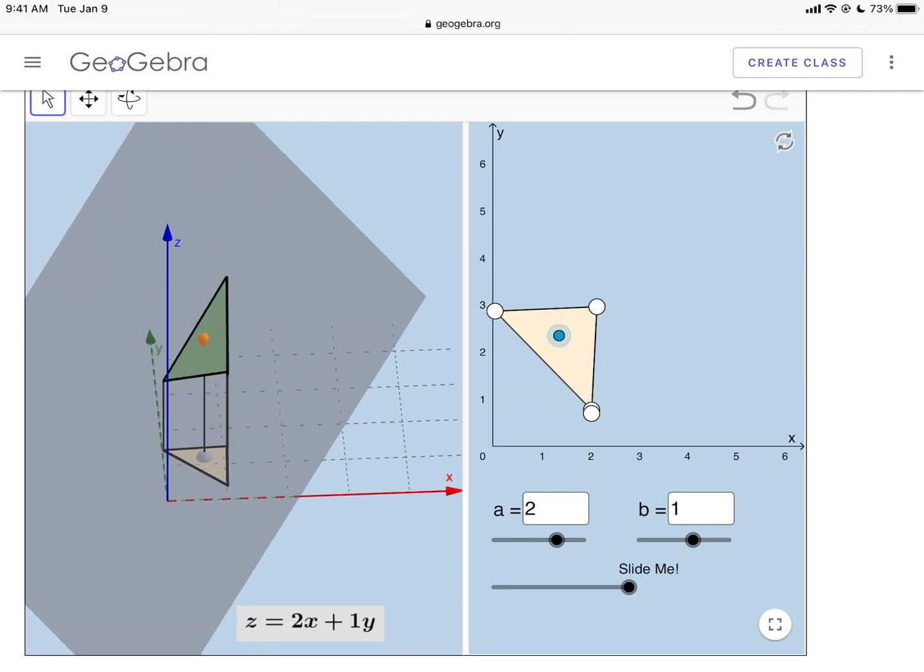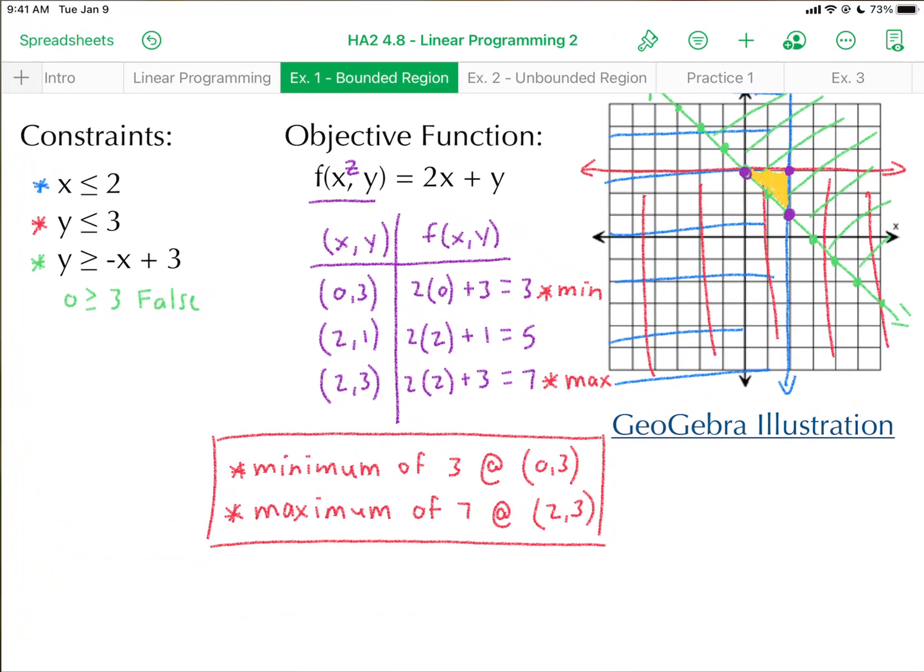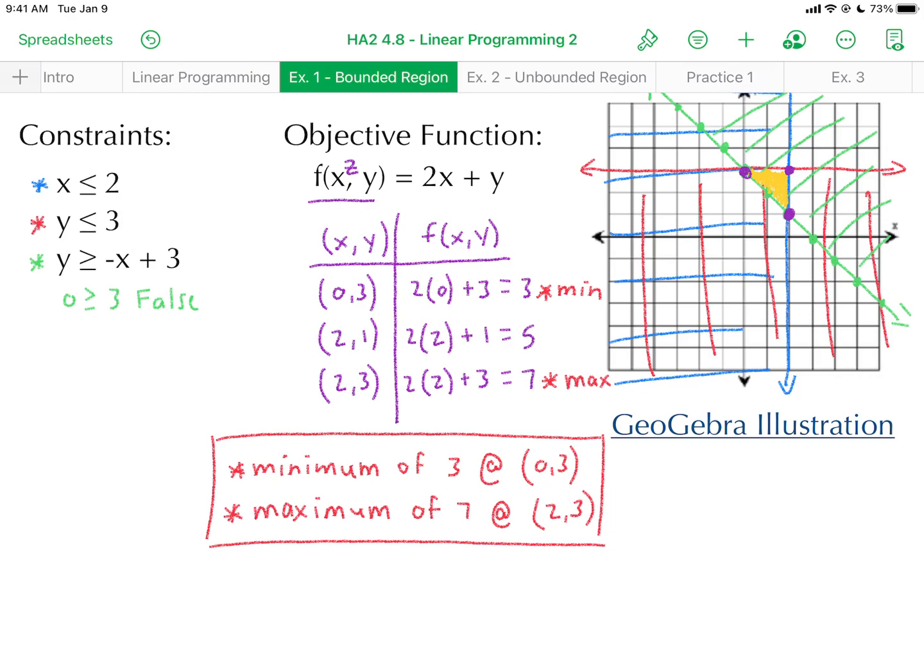Okay. So again, we got the lowest point to be at 0, 3, and then the highest point to be at 2, 3, which matched our 2 answers, right? So that's what you're doing when you are solving a linear programming problem. You're looking for those high and low points of that 3-dimensional region. Make sense?